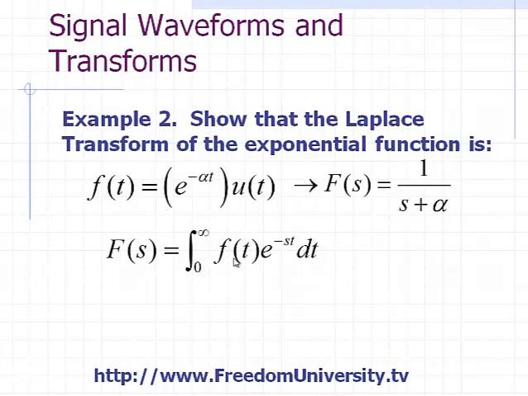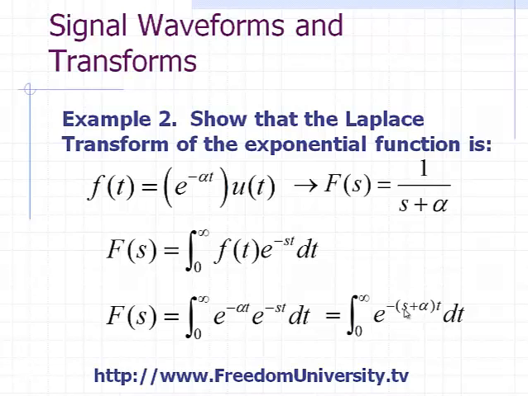Substituting this function f of t into our definition, we have e to the minus alpha t. Now u of t doesn't need to go in here in the integral because we already defined our limits from 0 to infinity. So here we have e to the minus alpha t multiplied by e to the minus st, and we see we have a common base, so we can add the exponents, which leads to an exponential of e to the minus quantity s plus alpha t, integrating from 0 to infinity again. Very similar to what we did with the step function, except for the step function alpha is equal to 0.